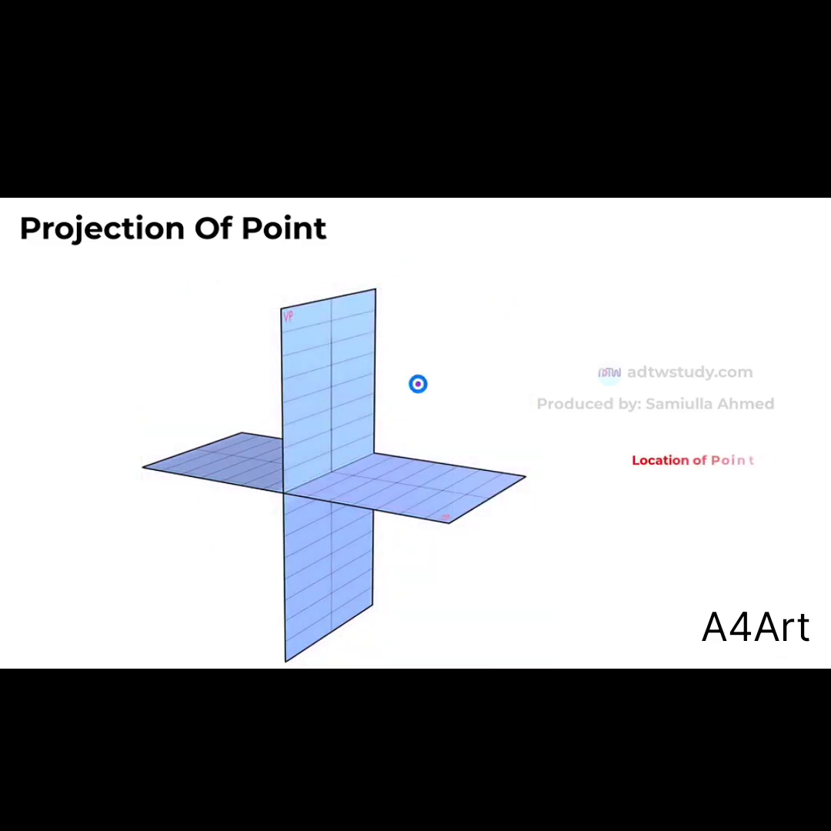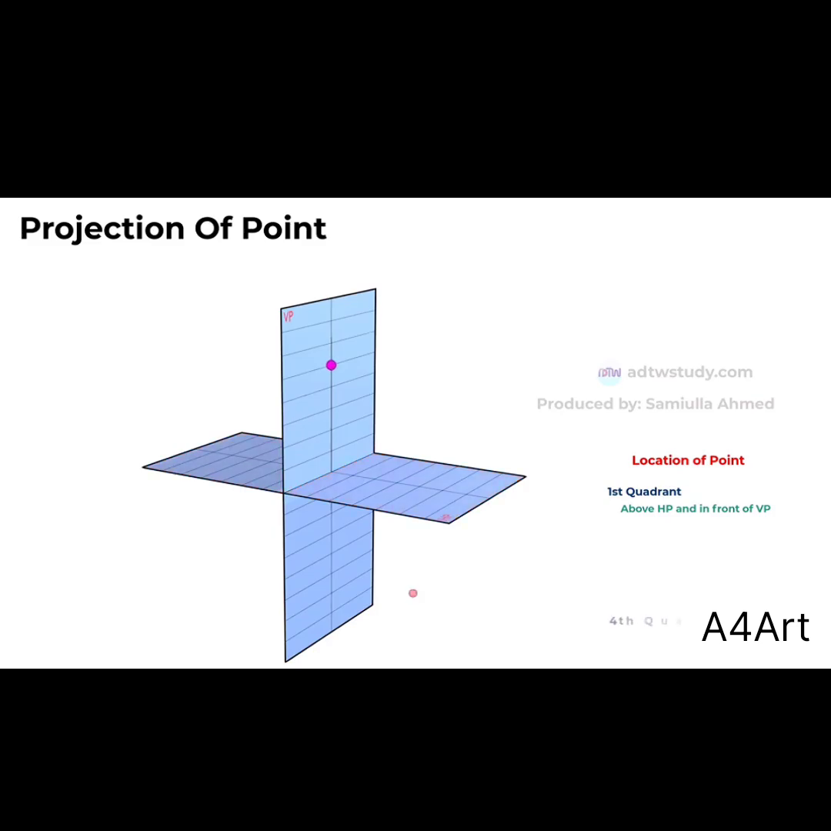Consider a point located in the first quadrant. In such a scenario, the point is described as being above HP and in front of the VP. If the same point rests on the HP plane, it is designated as on HP and in front of the VP. Similarly, if the point rests on VP, it is termed as on or in VP and above HP.